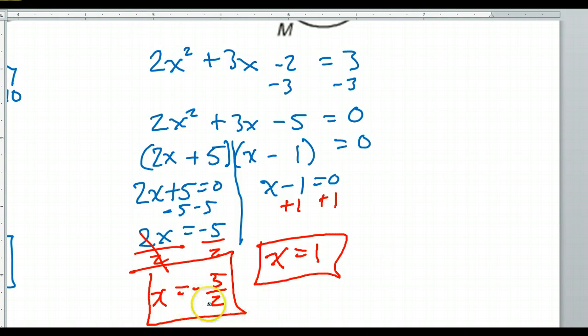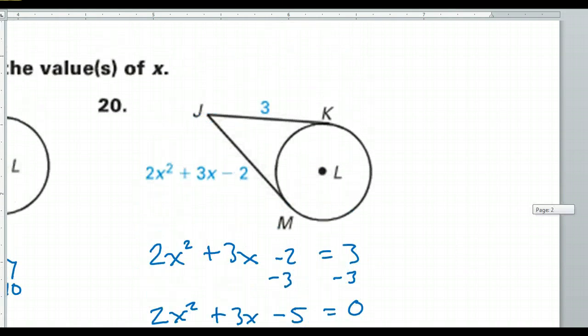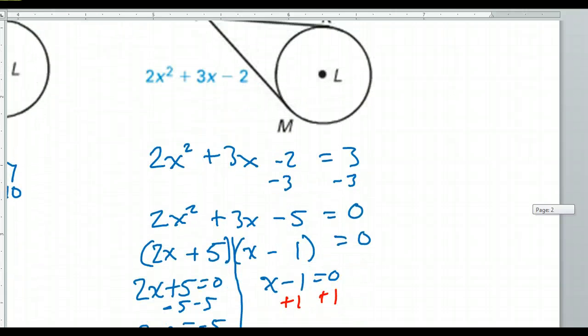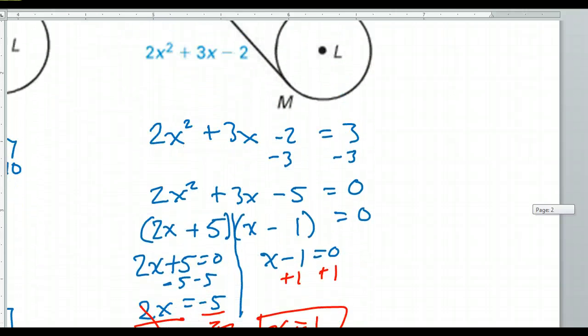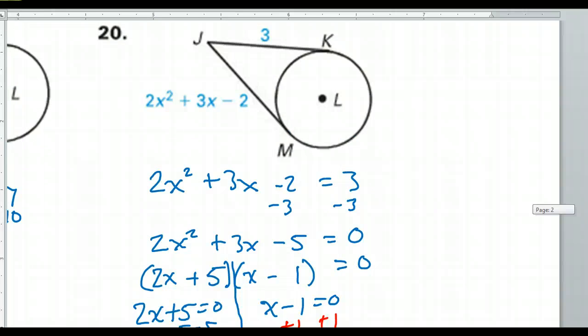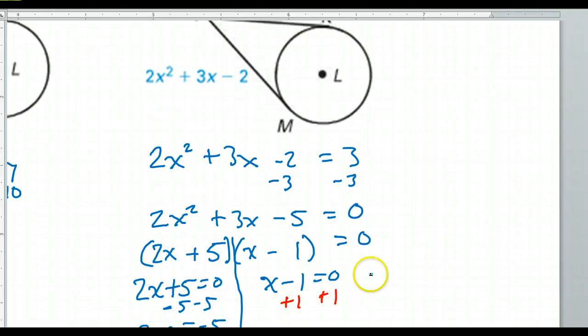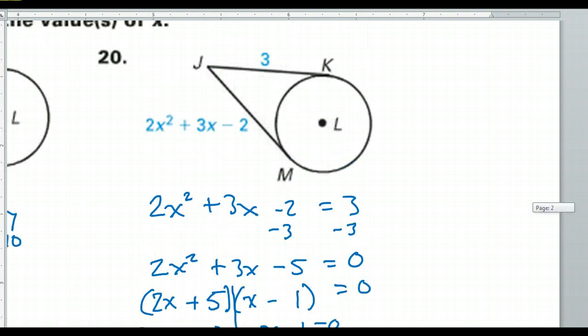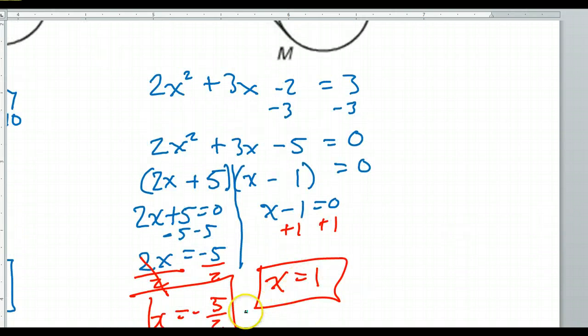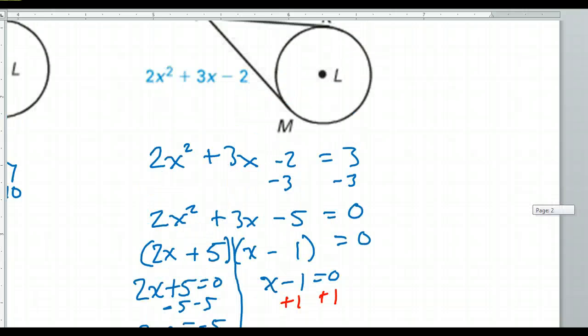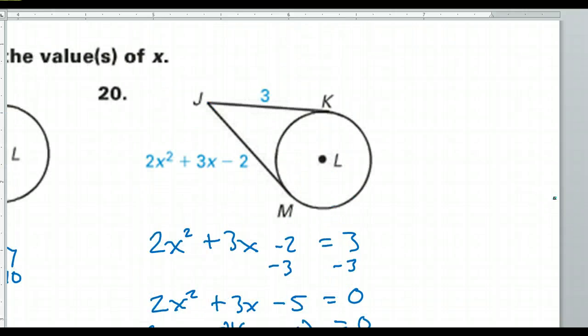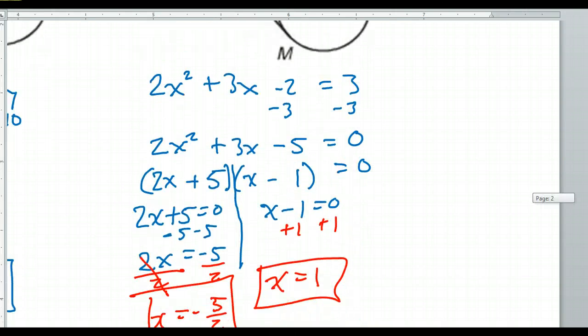Now, this one's negative, so I really want to go back and look and make sure that that's going to be okay. I need to make sure that this will give me a valid answer. In other words, if I plug in negative 5 over 2, that'll be fine. All right, so I just have two solutions.